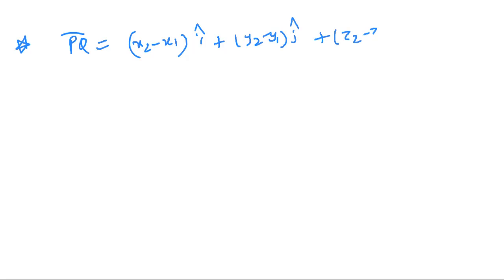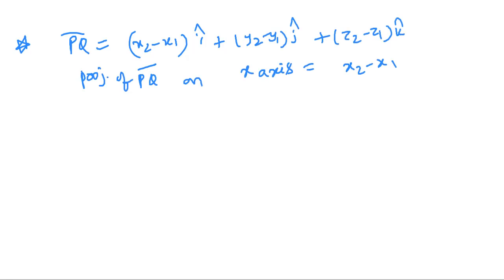As soon as you see 2 points and the distance formula, then immediately the thing we need to discuss is, look at this vector PQ bar. This is x2 minus x1 i cap, y2 minus y1 j cap, z2 minus z1 k cap. The projection of PQ bar on the x-axis is simply x2 minus x1. How? Remember the projection formula: PQ dot i cap by mod i cap.